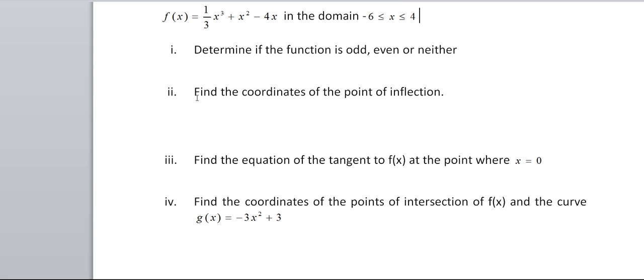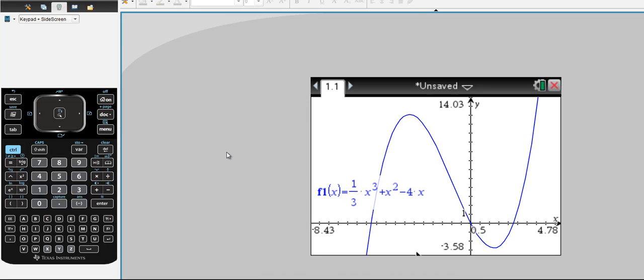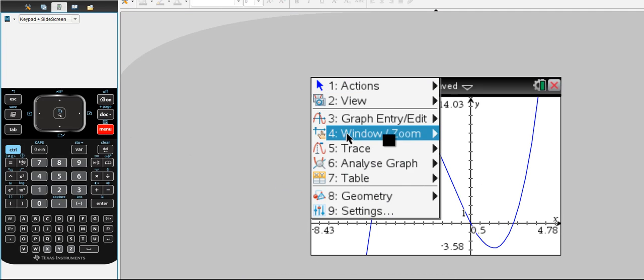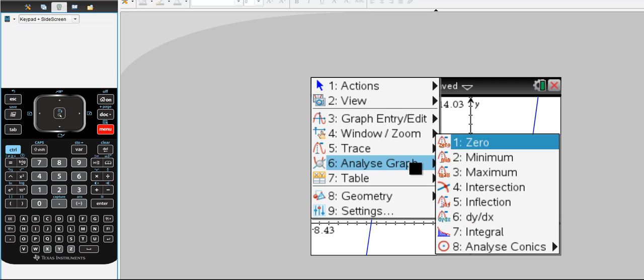Okay. Find the coordinates of the point of inflection. We haven't spoken about this, but it's very easy to explain, so let's do that. Let's see if we can find a way to find the point of inflection. We're just going to analyze the graph.